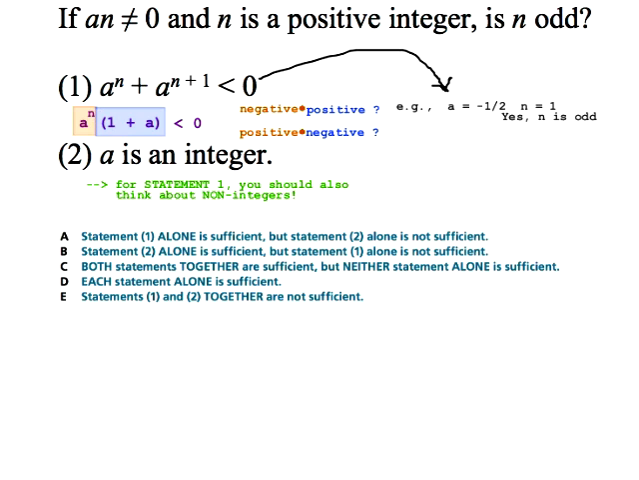So a could be something like negative 2, and n could be like 2. And no, n is going to be not odd. So if you check the numbers here in that case, then you would have negative 2 squared is 4, plus negative 2 to the third is negative 8, and that would become that.